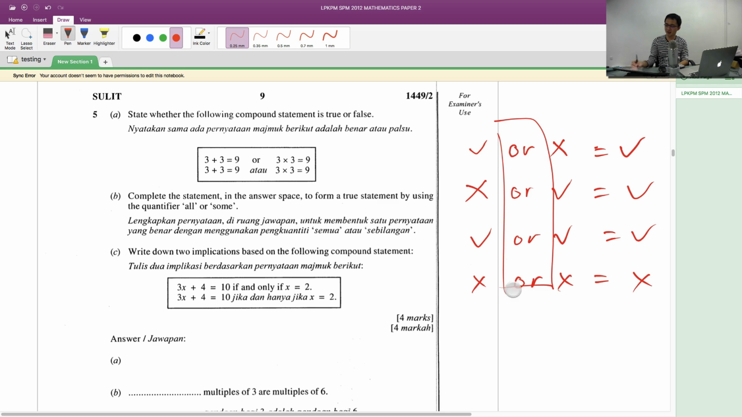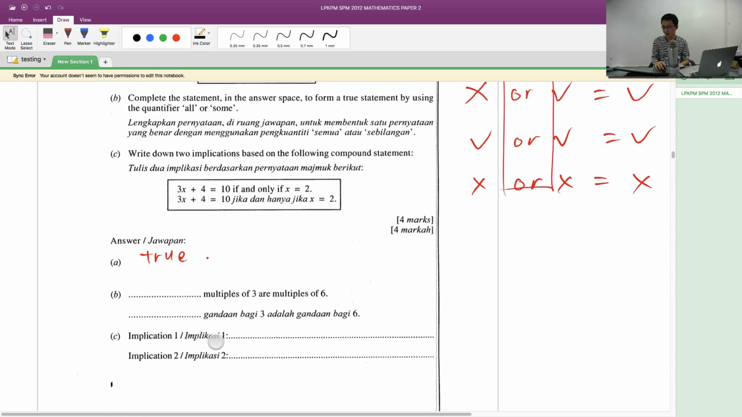If the middle one I change to 'and', the only way I can get correct is both correct. If one of it is wrong, then it is wrong. This is the difference between 'or' and 'and'. Anyway, come back to this one. 3 plus 3 equals to 9, definitely this is wrong. 3 times 3 equals to 9, this is correct. Because this is 'or', one of it correct, consider correct, so this one is true. Okay, I guess it's just 1 mark.